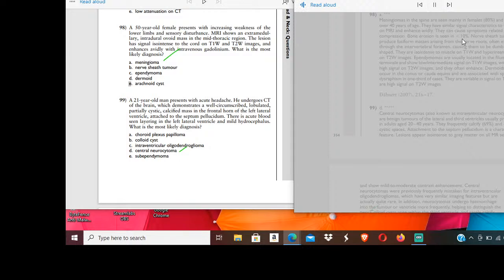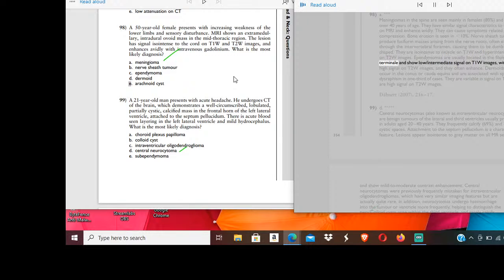A. Meningiomas in the spine are seen mainly in females, 80%, and in those over 40 years of age. They have similar signal characteristics to the cord on MRI and enhance avidly. They can cause symptoms related to cord compression. Bone erosion is seen in 10%. Nerve sheath tumors produce fusiform masses arising from the nerve roots, often extending through the intervertebral foramen, causing them to be dumbbell-shaped. They are isointense to muscle on T1W and hyperintense to fat on T2W images.